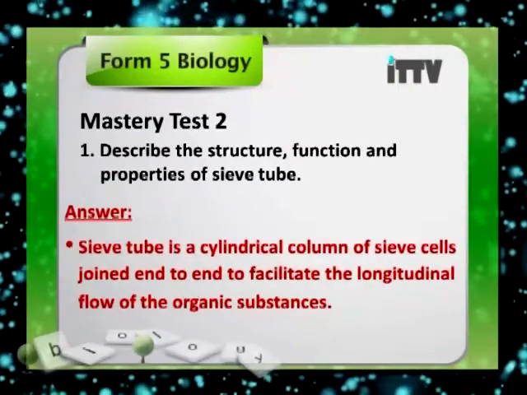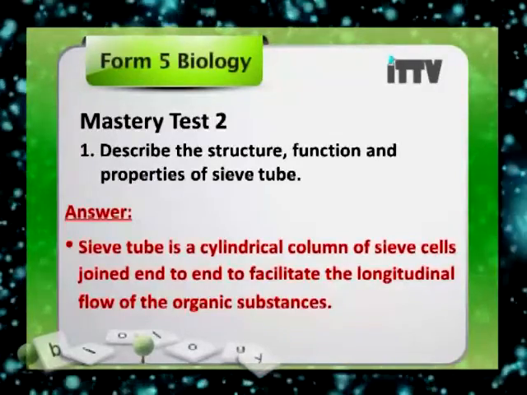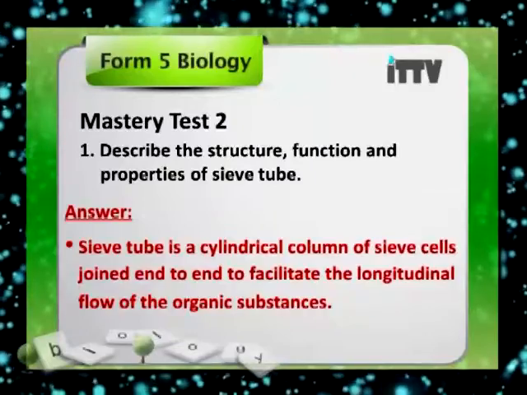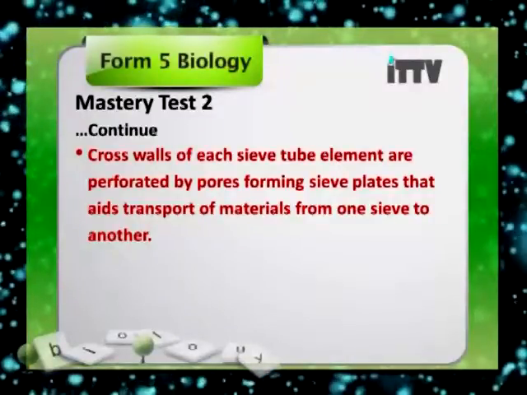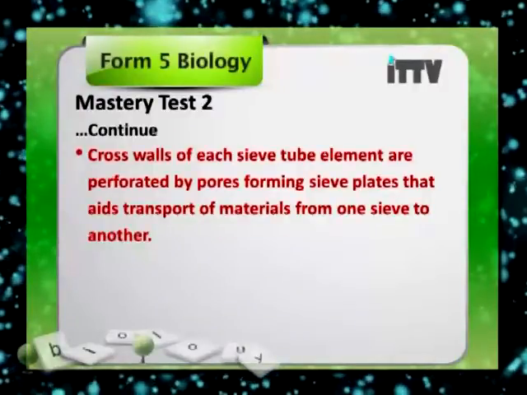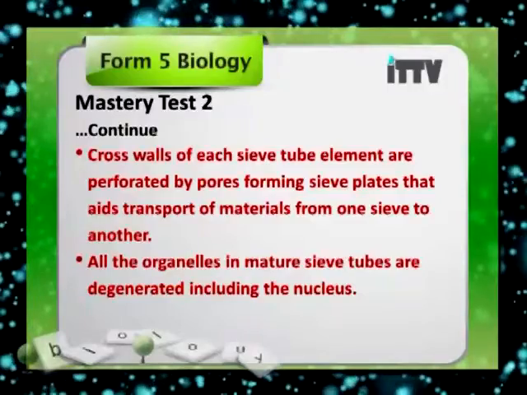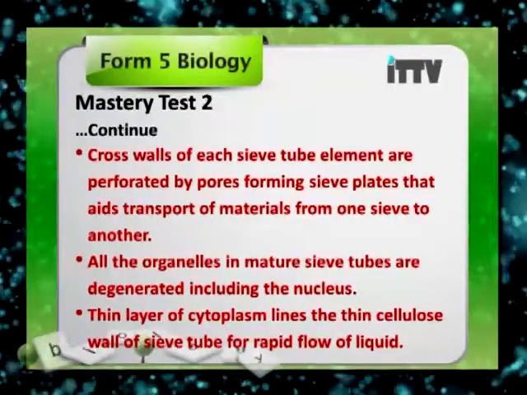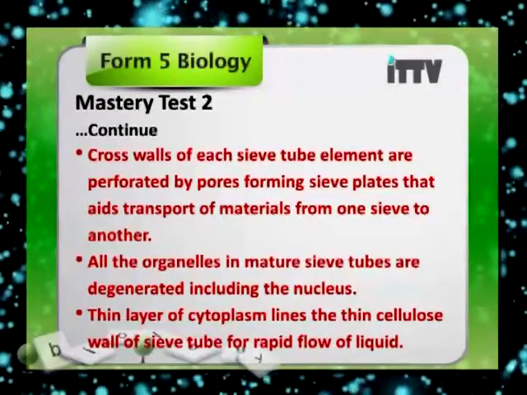Firstly, structure. The sieve tube is a cylindrical column of sieve cells joined end to end to facilitate the longitudinal flow of the organic substances such as sucrose. Now, what else? Function. So we talk about the function of the sieve tube. Cross walls of each sieve tube element are perforated by pores, forming sieve plates that aid transport of materials from one sieve to another. And properties, the last part of this question, make sure you don't leave out any part. All the organelles in the mature sieve tubes are degenerated, including the nucleus. And the thin layer of cytoplasm lines the thin cellulose wall of sieve tube for rapid flow, so it's easier. So no organelles, even nucleus, only thin cytoplasm and thin cellulose for fast movement of the liquid.